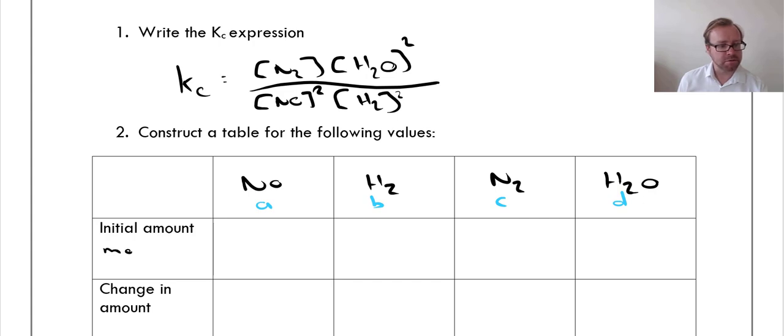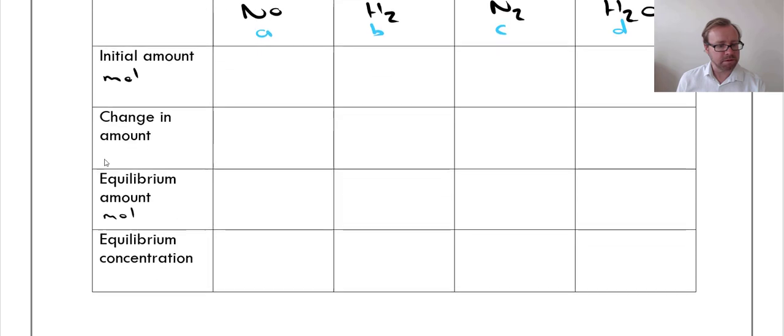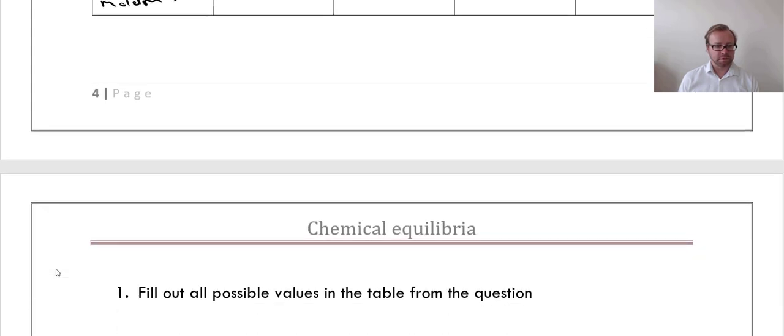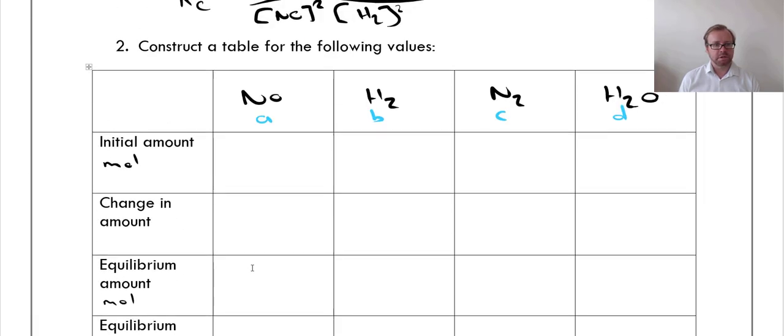So my initial amount in moles, my change in amount, in moles, sorry, my equilibrium amount in moles, and my equilibrium concentration, surprisingly, in mole dm minus 3. Okay, so once we've got this table finished, we'll move on to the steps. So fill out all possible values in the table from the question. Okay, so simple so far.